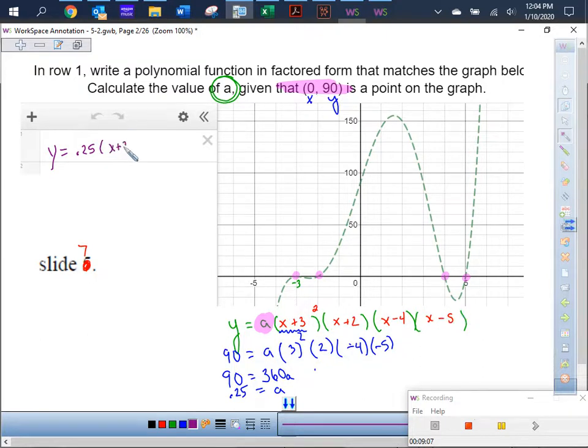So the x plus 3 quantity squared, the x plus 2, it was just to the first power, the x minus 4, and the x minus 5. You put that into your Desmos, and boom, you'll get your graph to lie right on top of that. Right? So that was on slide 7.